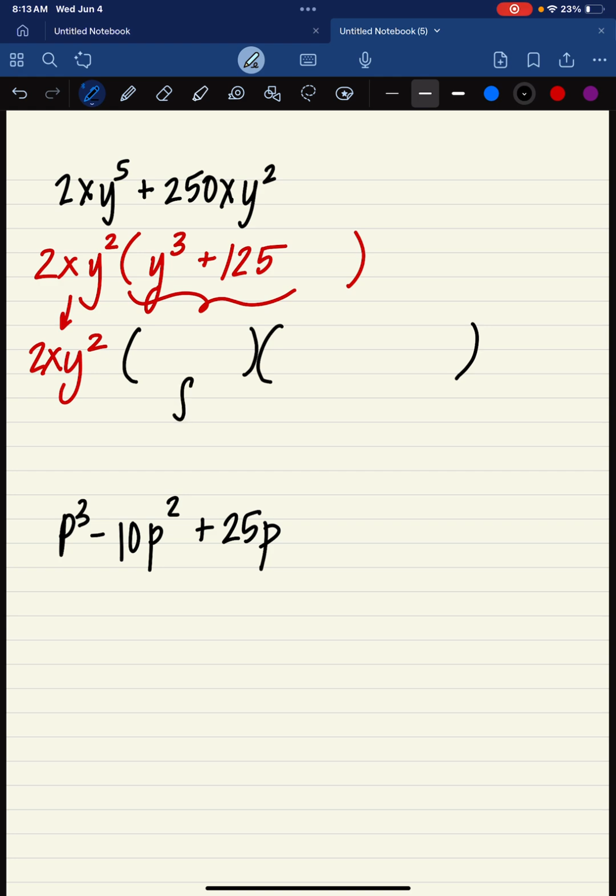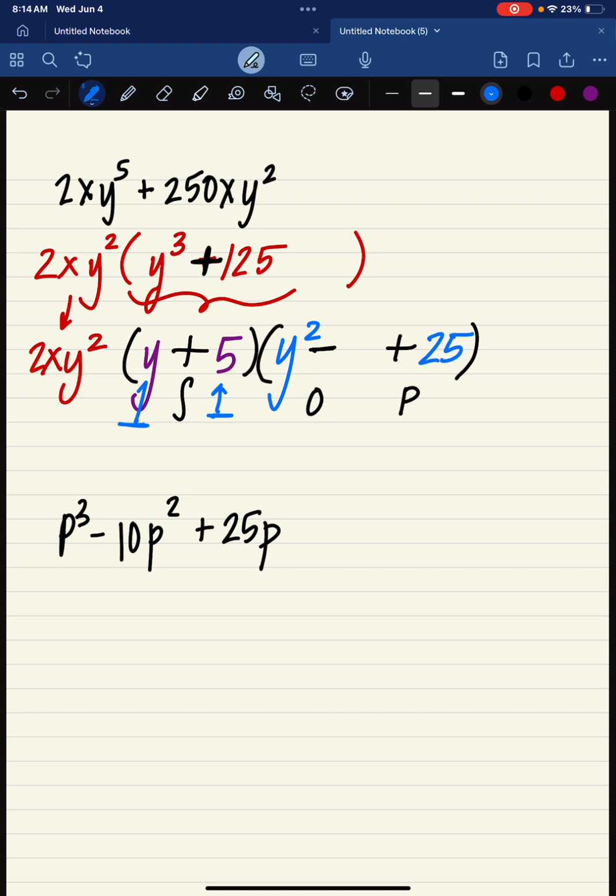So we start with SOP. Same sign as this one, opposite, plus. The cube that makes y cubed would be y, and 5 cubed is 125. Okay, here's the first, square the first. Here's the second, square the back, and then multiply these two together. And that's how that one would look.